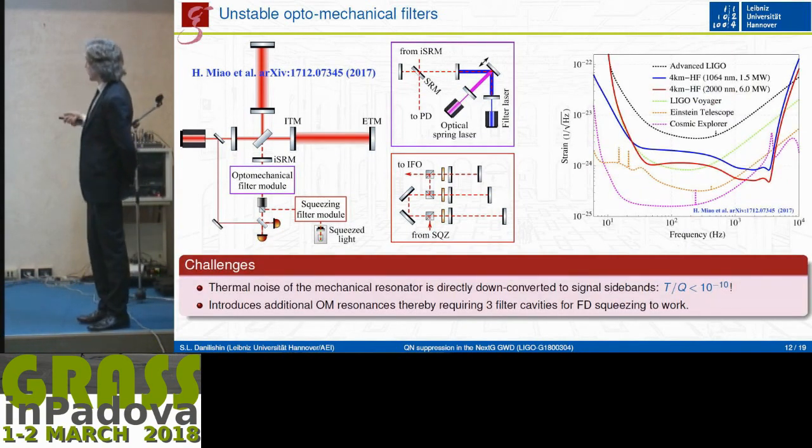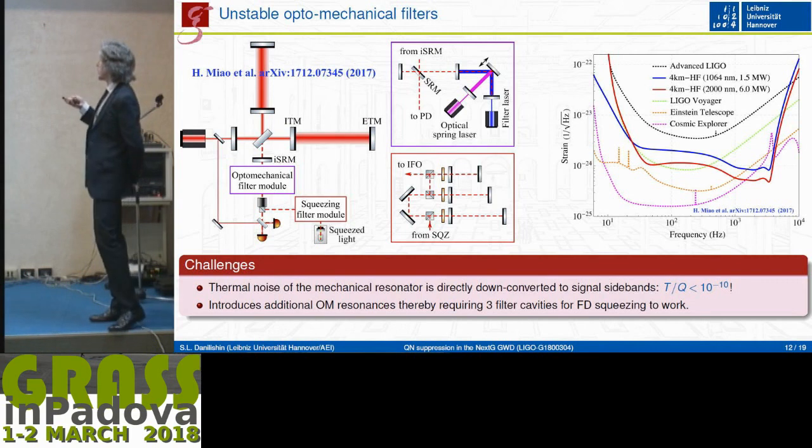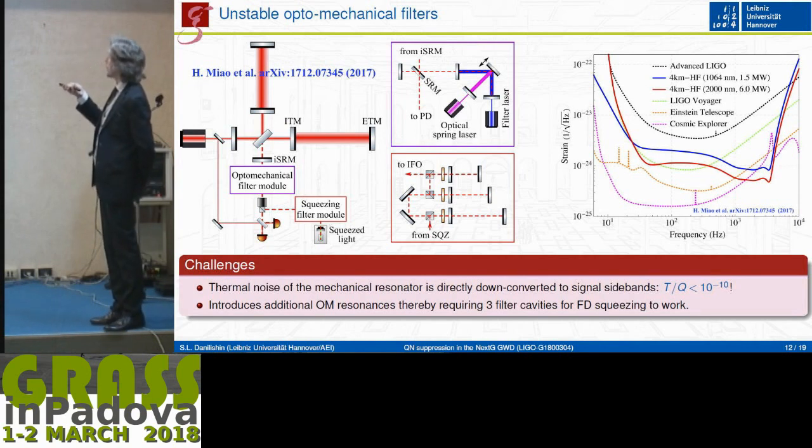Well, there are certain problems with that approach if you try to make a gravitational wave detector, a third generation one, with it. The main one is that thermal noise of this small mirror is directly down converted into the signal sidebands, while also this device introduces some additional optical poles, which, if you want to use frequency dependent squeezing, means that instead of one filter cavity or two filter cavities, like for a detuned Fabry-Perot-Michelson, you actually need to use three filter cavities, and that is the kind of curve that you can obtain with it.